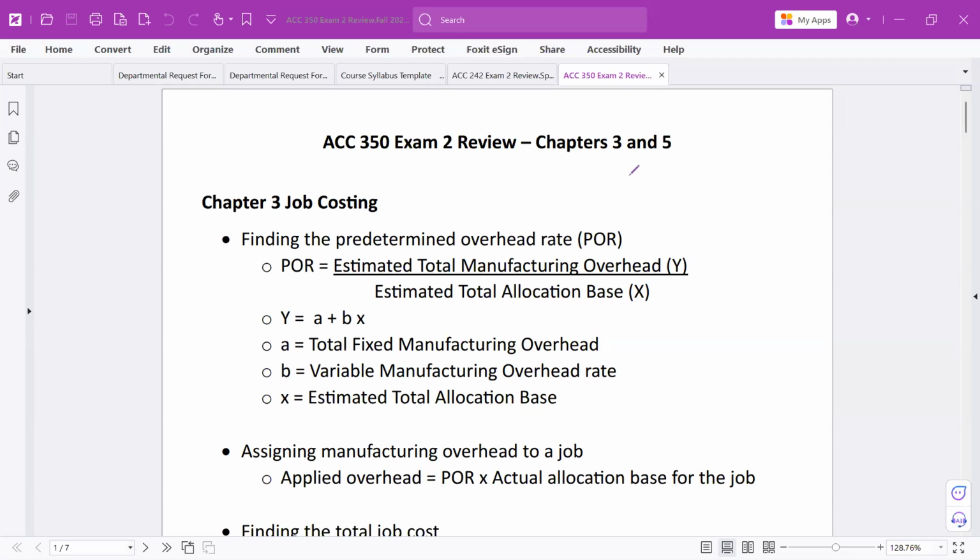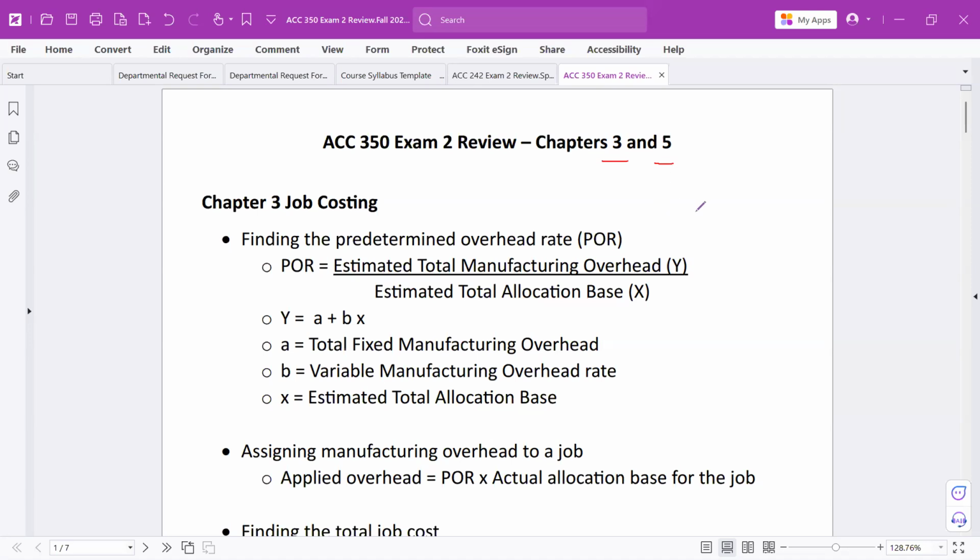So, Exam 2 will cover chapters 3 and 5. The exam has four problems on it. Let's start our review with chapter 3, job costing.